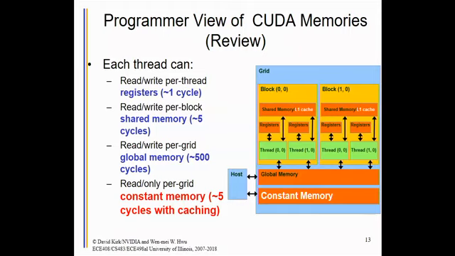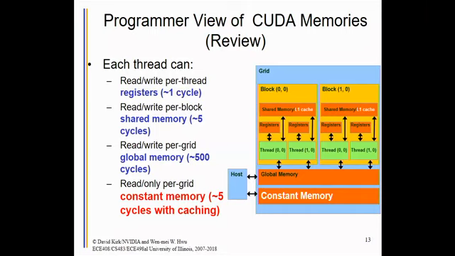Thank you. So the read-write per block shared memory, you also use that for matrix multiplication, right? So every thread block can have this shared memory, which is up to 48K bytes per block, and we use that to store tiles of M and N matrices.